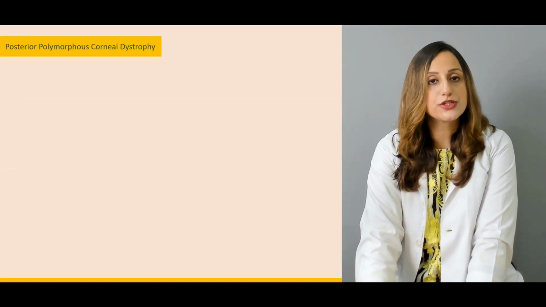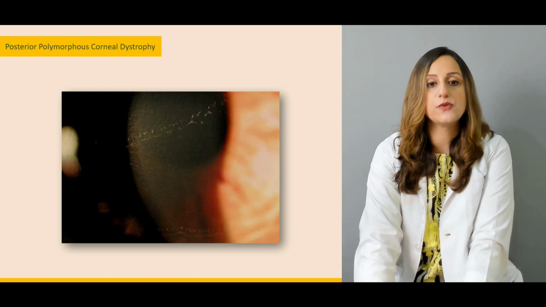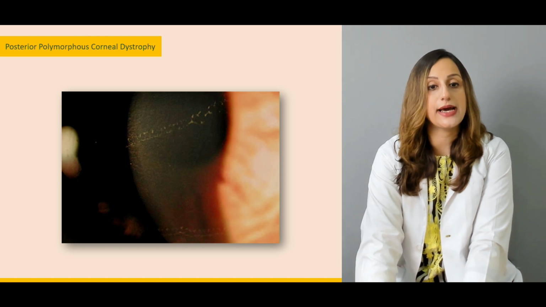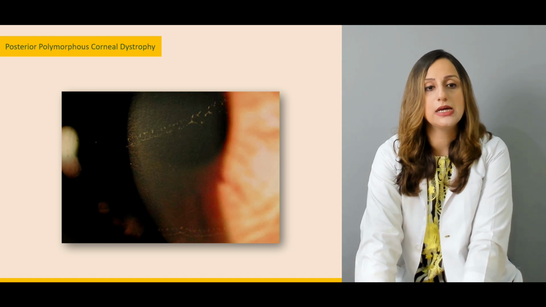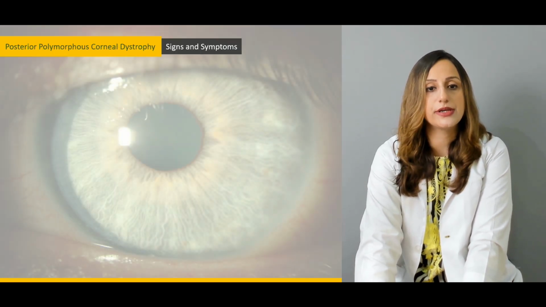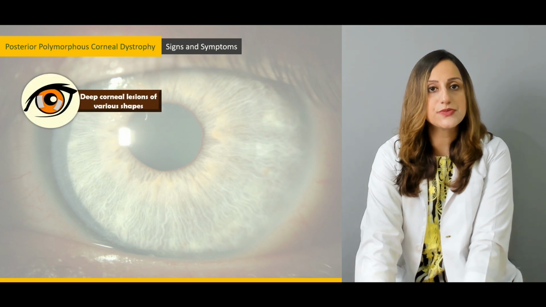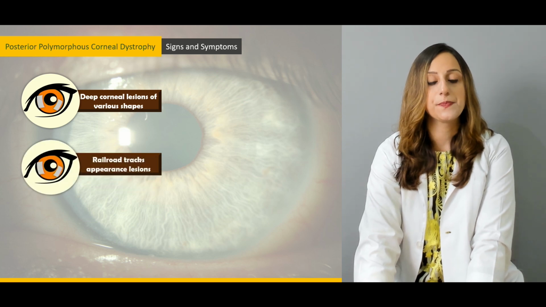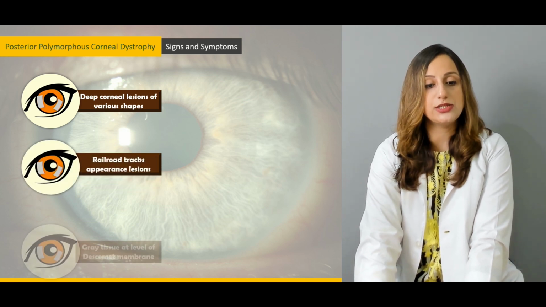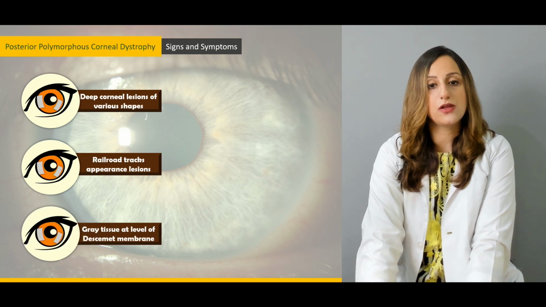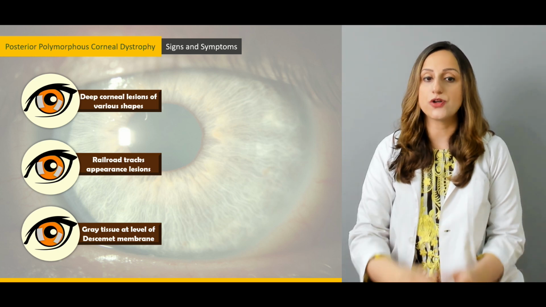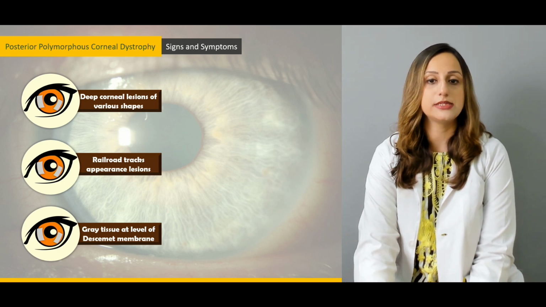The posterior polymorphous corneal dystrophies are one of the varieties that is basically relating to the involvement of the anterior chamber as well. There is going to be an excessive granulation, excessive opacification noted down for these polymorphous corneal dystrophies. The signs and symptoms involved for this kind of a dystrophy are the deep corneal lesions of various shapes, railroad track appearance lesions, the gray tissue at the level of the Descemet's membrane. So this would be the peculiar features you would note down in this kind of the posterior polymorphous corneal dystrophies.